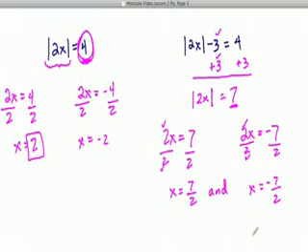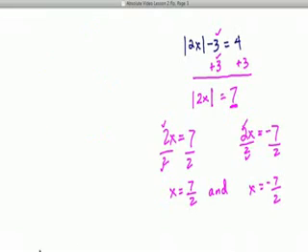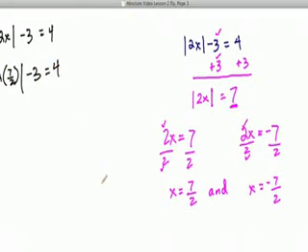Okay? And I'm just going to plug one of them in just to kind of save time to show you that it works. All right, I got 2x minus 3 equals 4. 2 times 7 over 2 minus 3 equals 4. Well, let's see. 2 times 7 is 14 over 1 times 2 is 2 minus 3 equals 4.